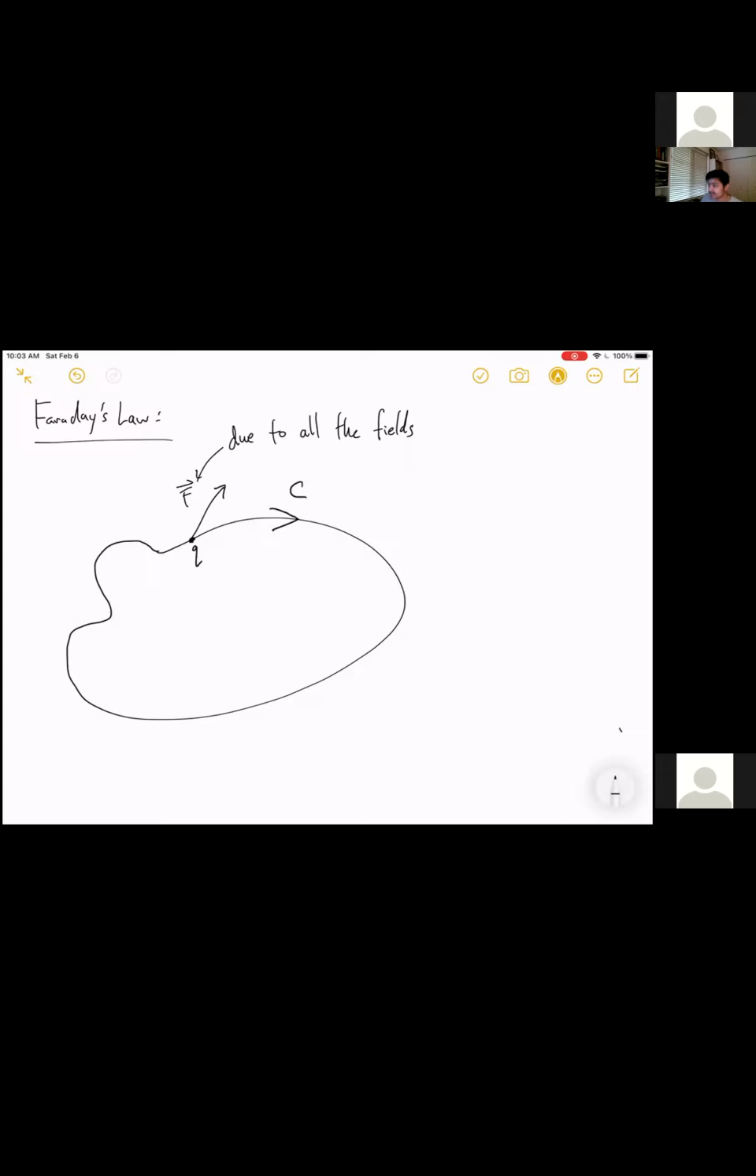So I have some loop in space, potentially moving through space, and the fields are potentially varying through time. The whole setup is causing a force F on some charge Q, which is on this loop. Then what we can say is that the line integral of the force is equal to negative d phi dt.